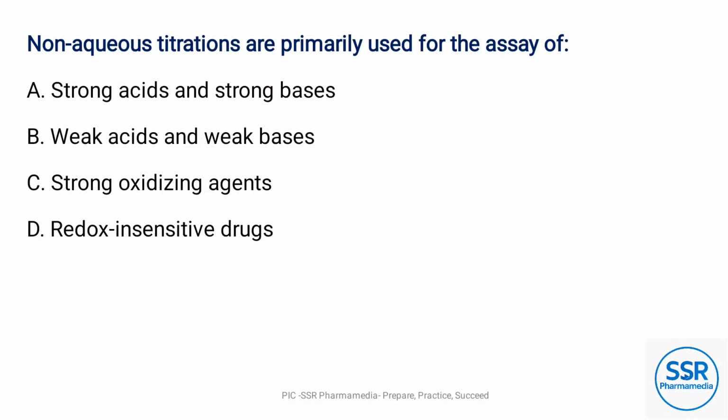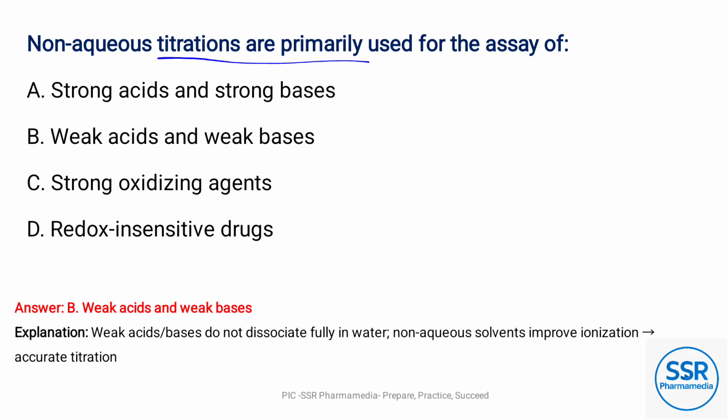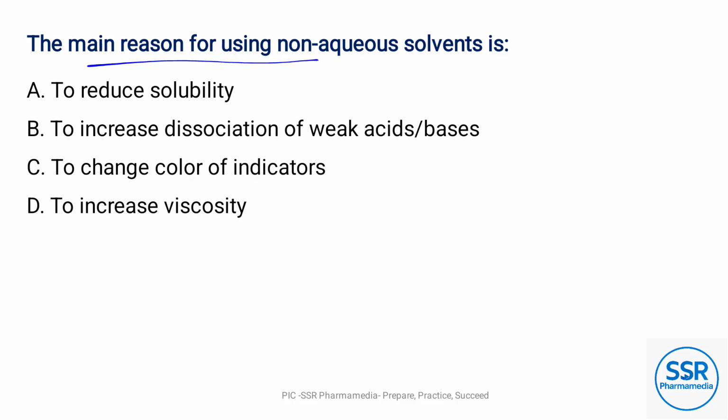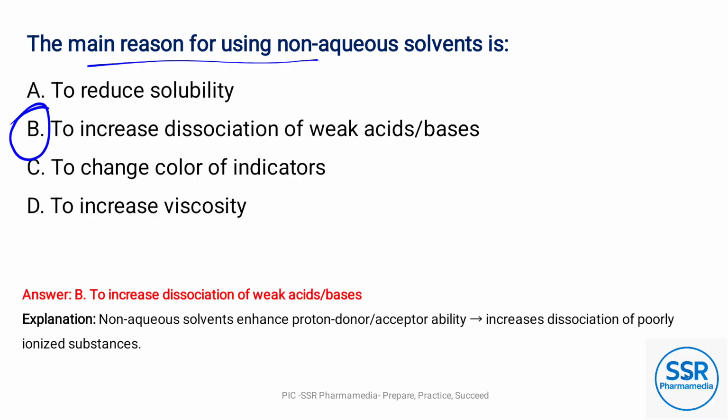Let's move into the MCQs. Non-aqueous titrations are primarily used for the assay of... so option B is the answer. It is used for the assay of weak acids and weak bases. Non-aqueous solvent improves ionization and it leads to accurate titration. The main reason for using non-aqueous solvent is... so option B is the answer, to increase dissociation of weak acids and bases. So, non-aqueous solvent enhances the proton donor or proton acceptor ability, which increases dissociation of poorly ionized substances.